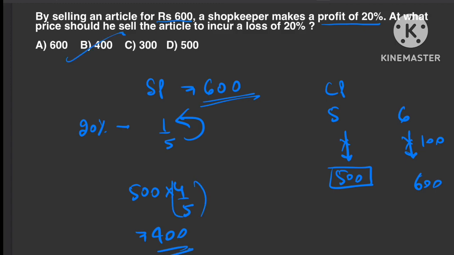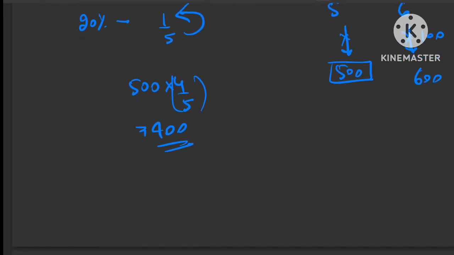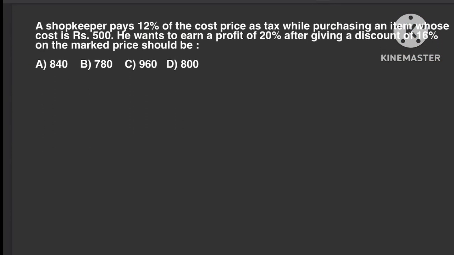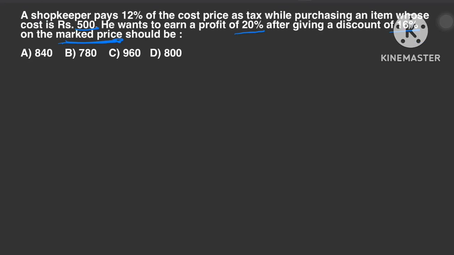400 will be your answer. Fine. Next question. A shopkeeper pays 12% of the cost price as tax while purchasing an item whose cost is rupees 500. He wants to earn a profit of 20% after giving a discount of 16% on the mark price. So what will be the mark price? In the question they are asking for the mark price, right?